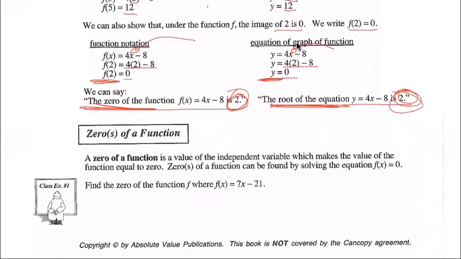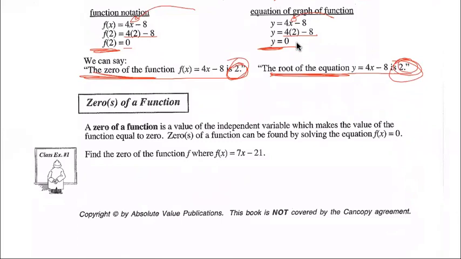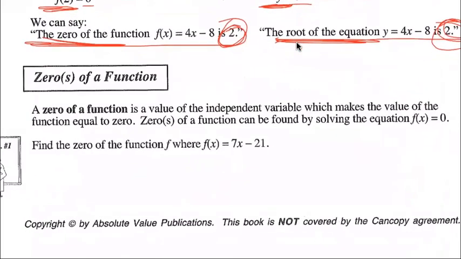More about zeros of functions. A 0 of a function is the value of the independent variable which makes the value of the function equal to 0. Zeros of a function can be found by solving the equation f of x is equal to 0, or y is equal to 0. What is x when y is equal to 0?